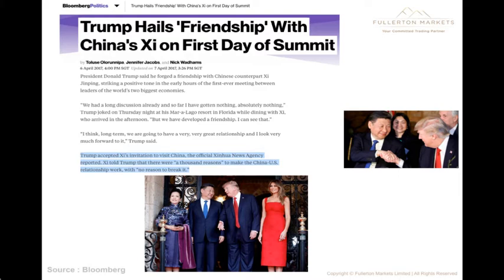The first one, of course, is highlighted on the screen. You will see that Trump accepted Xi's invitation to visit China. And official Xinhua news agency reported President Xi told Trump that there were 1,000 reasons to make the China-US relationship work and no reason to break it. Okay, this is a very strong statement. That means from China's side, they are committed to move forward in a positive way with the US.